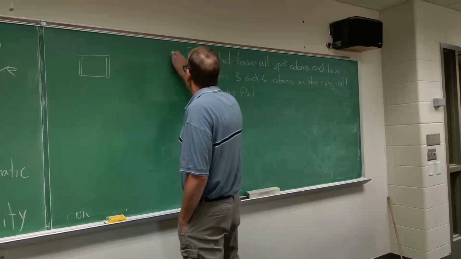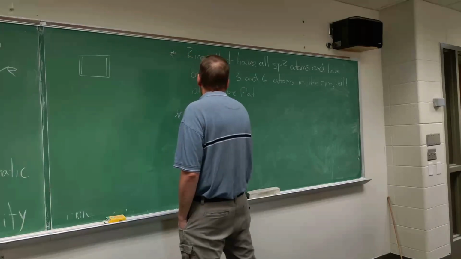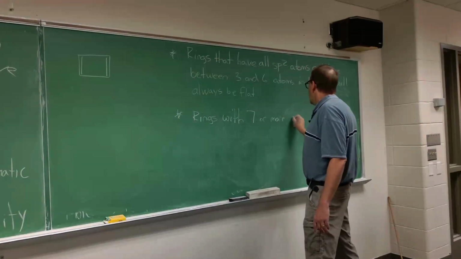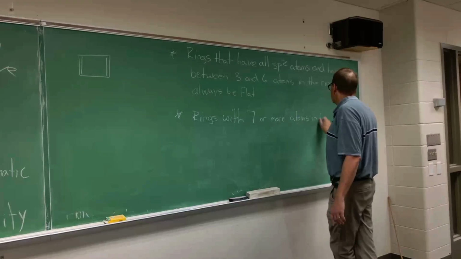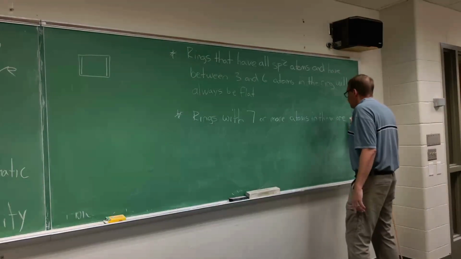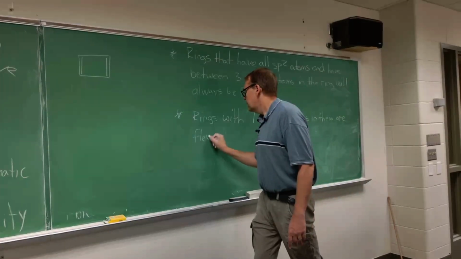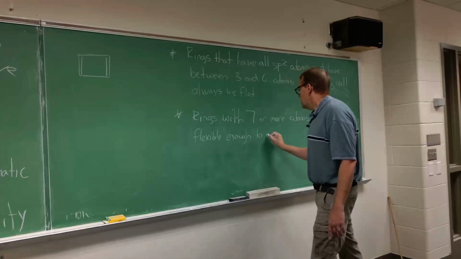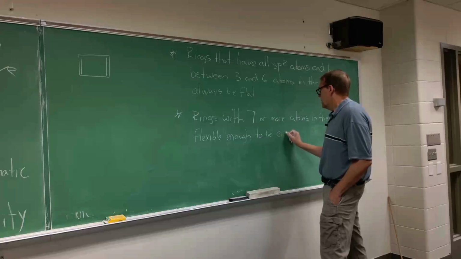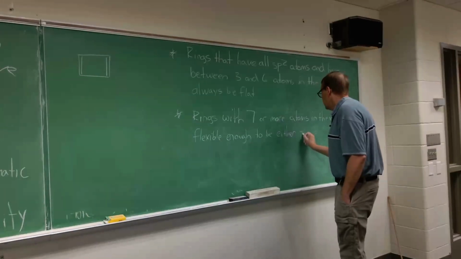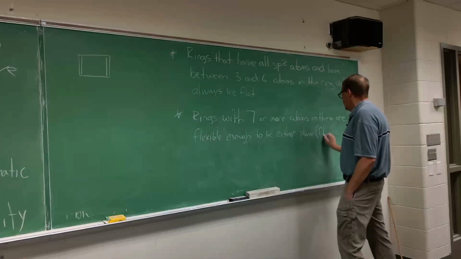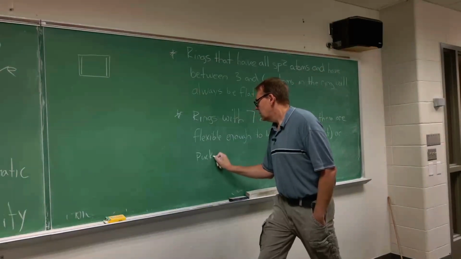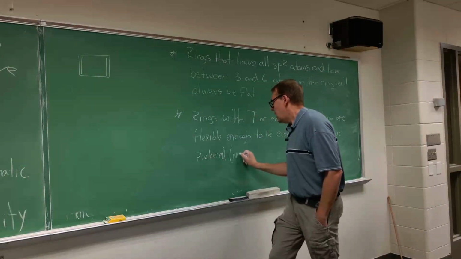So I want to put a rule about that up here too. Rings with 7 or more atoms in them are flexible enough to be either planar, meaning flat, or puckered, and that would be not flat.